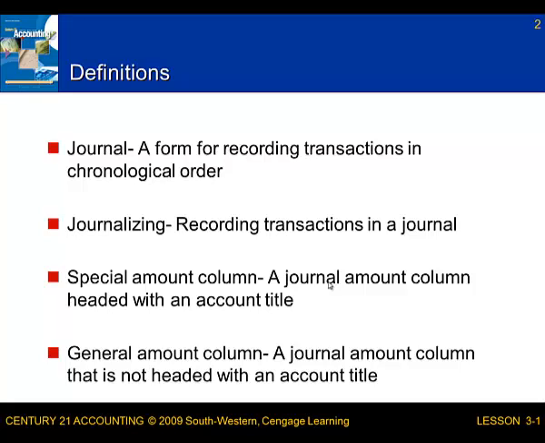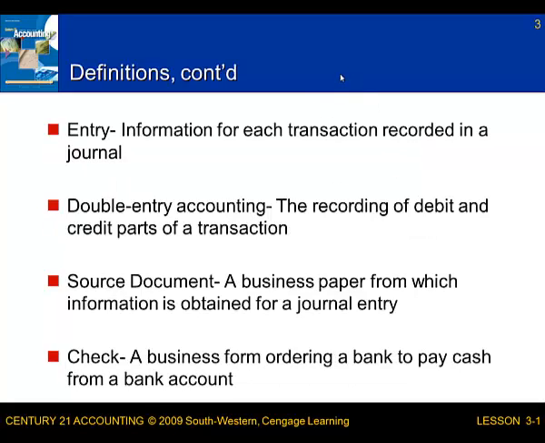A special amount column is something we're going to use today. It's a journal amount column headed with an account title, and you'll see what that means in a little bit. And there's also a general amount column, which is a journal amount column that is not headed with an account title. And once again, you'll see what that is in a second. As we click through, we've got more entries, which is just crazy.